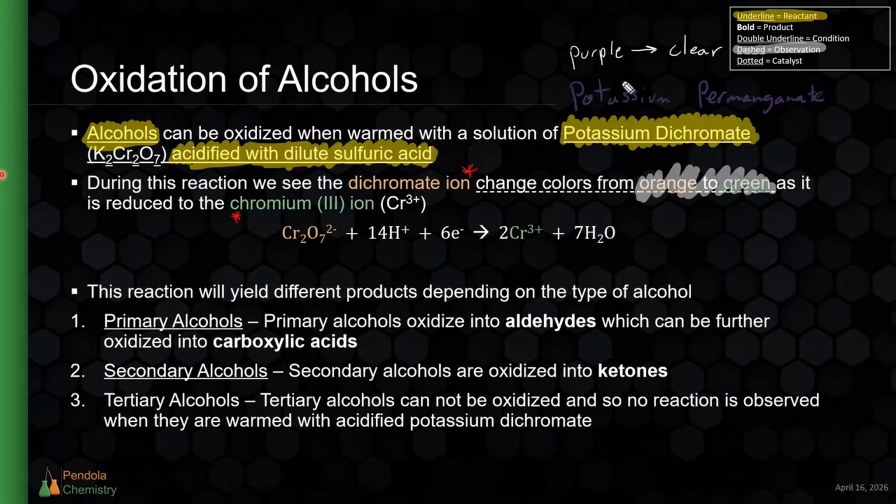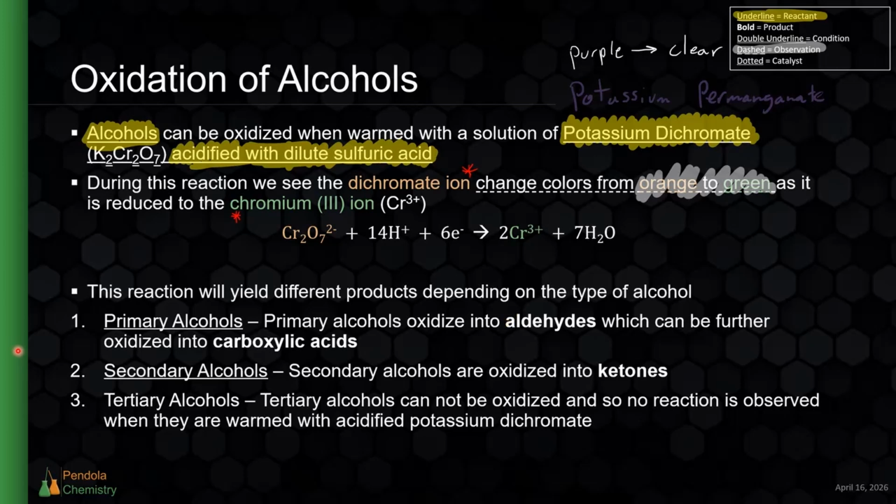Now, let's talk about products. Because whether we react potassium permanganate or potassium dichromate, we're still oxidizing the alcohol. But what that alcohol gets oxidized into depends on whether the alcohol is primary, secondary, or tertiary. And we're going to look at these in detail one by one. But in general, primary alcohols will be oxidized into an aldehyde.